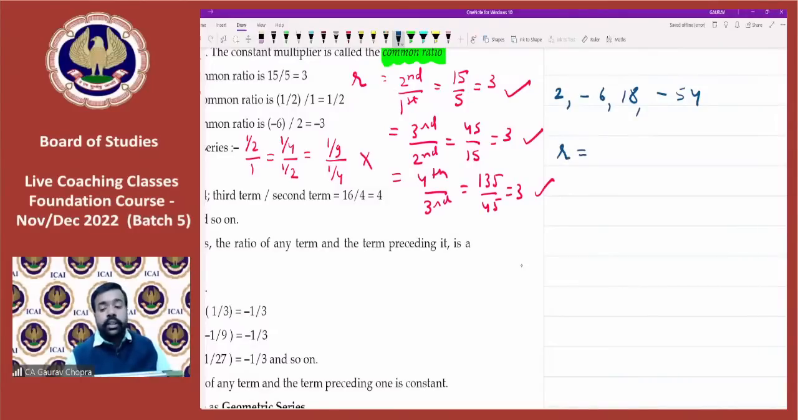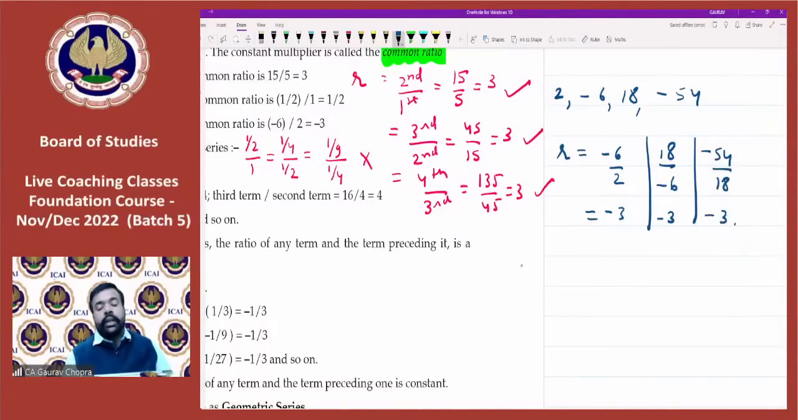So let us calculate the ratio. -6 by 2 is -3. Then 18 upon -6 is again -3. -54 upon 18 is also -3. Since we are getting the same common ratio, this series is geometric progression. So this was the first step to judge whether the series is geometric progression or not.